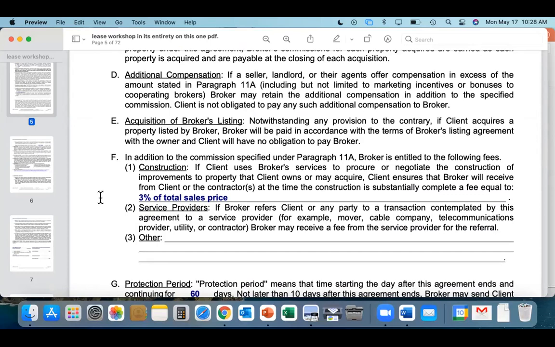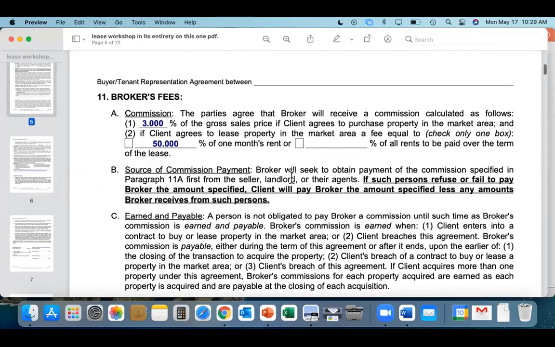Okay, this is construction. If they go to buy something that's under construction, so it's not something that's improved or tract housing, it's like dirt, you'll still get paid 3% of it. So it's under construction. But doesn't that same thing apply up top where it says 3%, no matter what it is? So if they, so right up here, let's see.